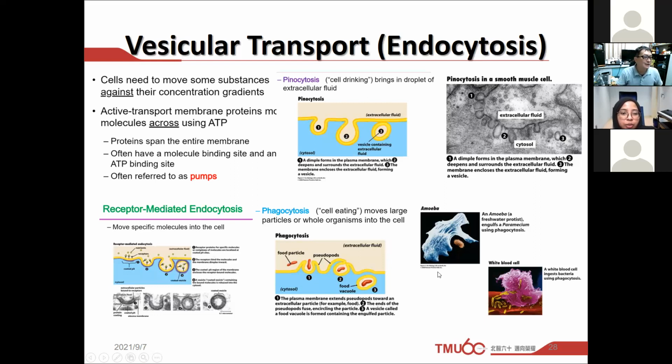In this case, the amoeba, these protozoa, find their nutrients and then do phagocytosis. White cells also, okay? When they go into the injury sites, they find bacteria, eat them, and digest them in the cytoplasm.